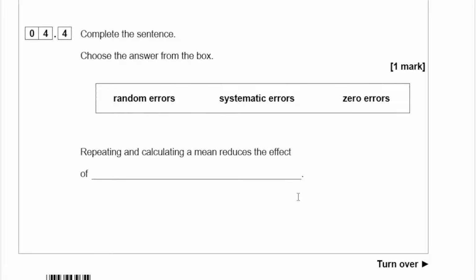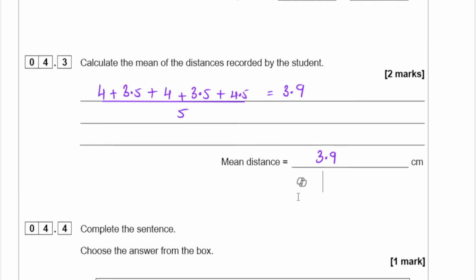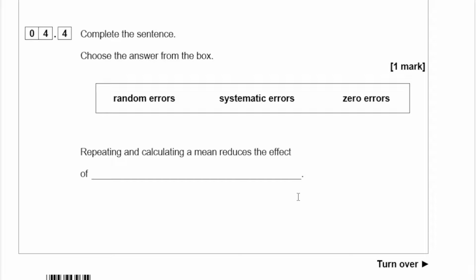Complete the sentence. Choose the answer from the box. I'm just checking whether they asked you to show the working. They didn't. Repeating and calculating a mean reduces the effect of what you call random errors.